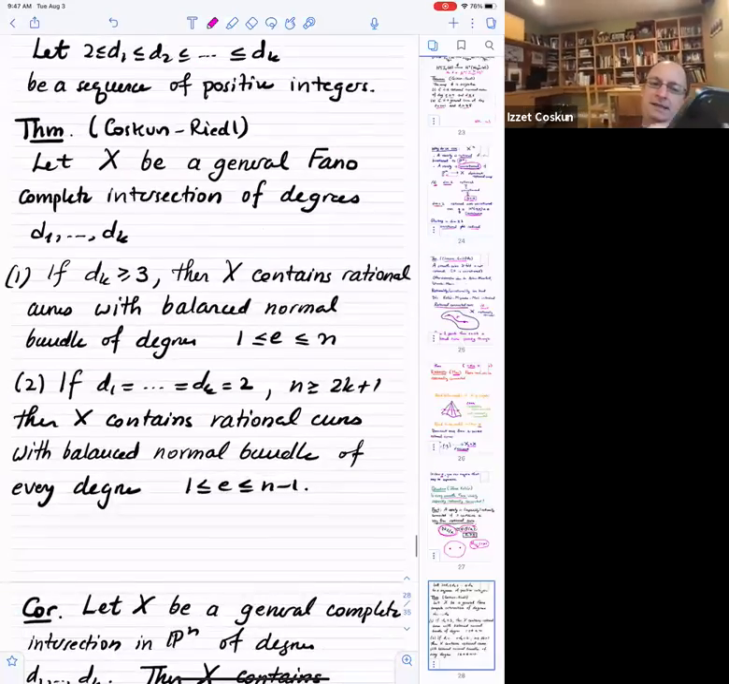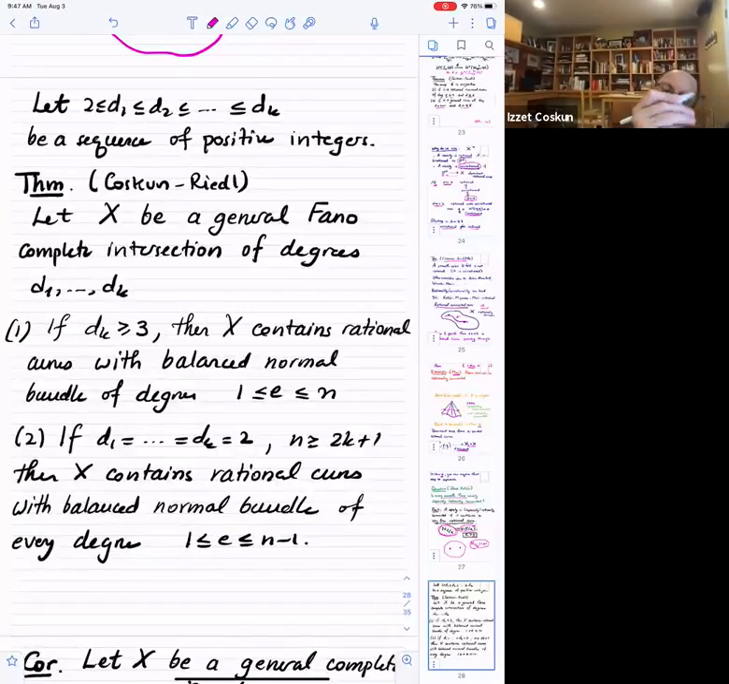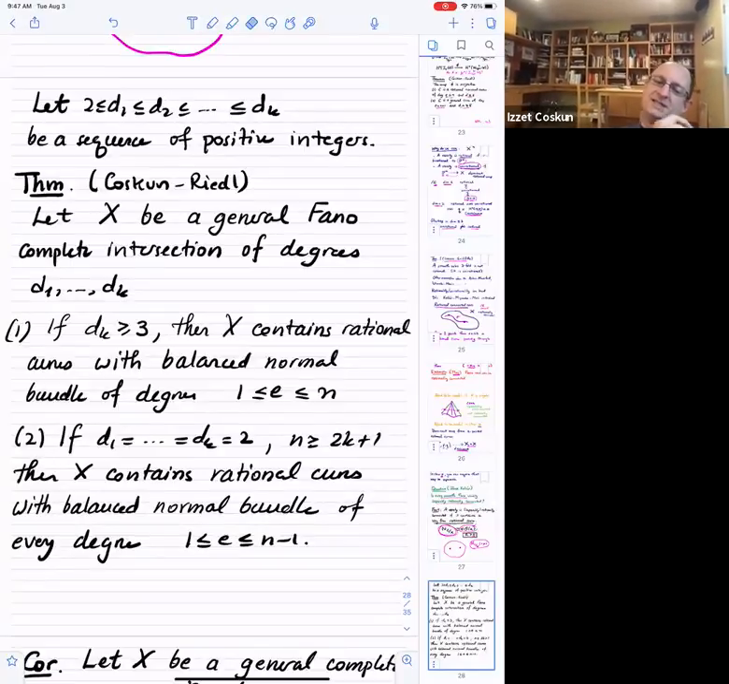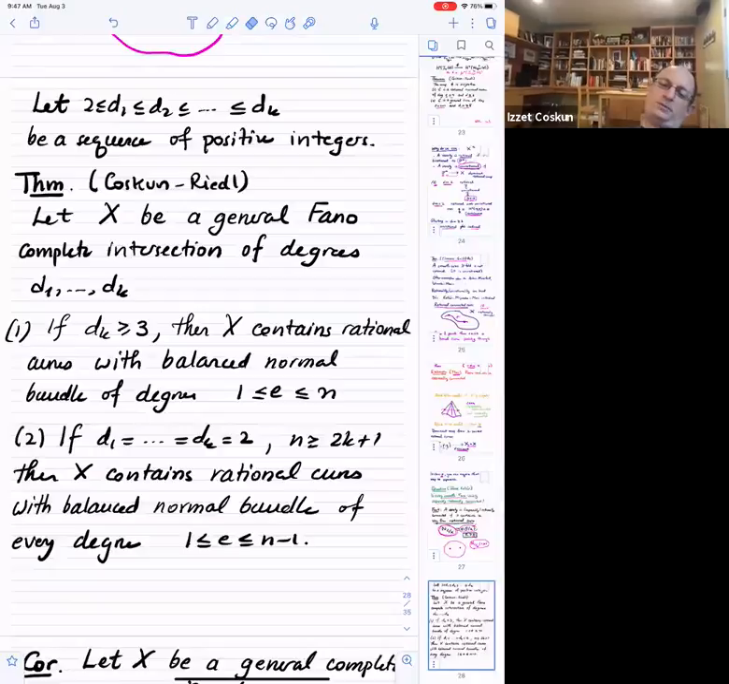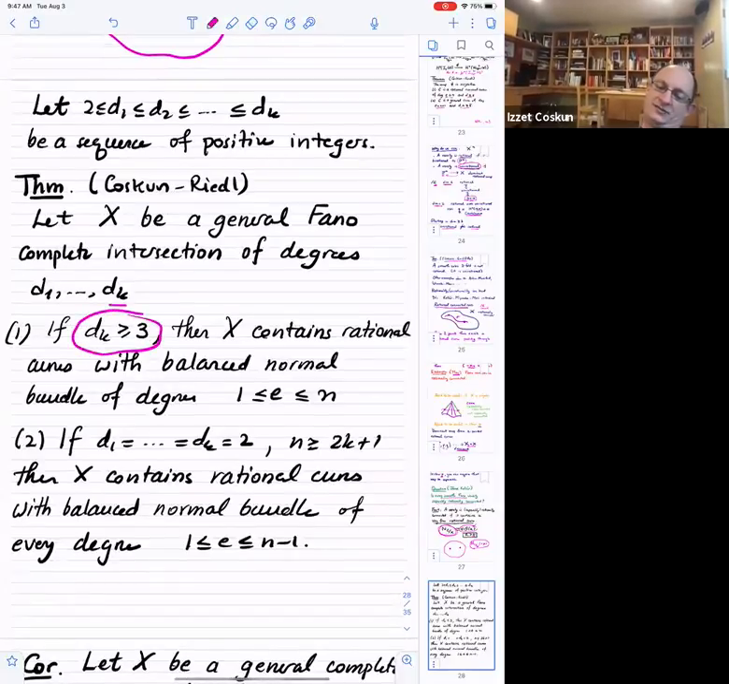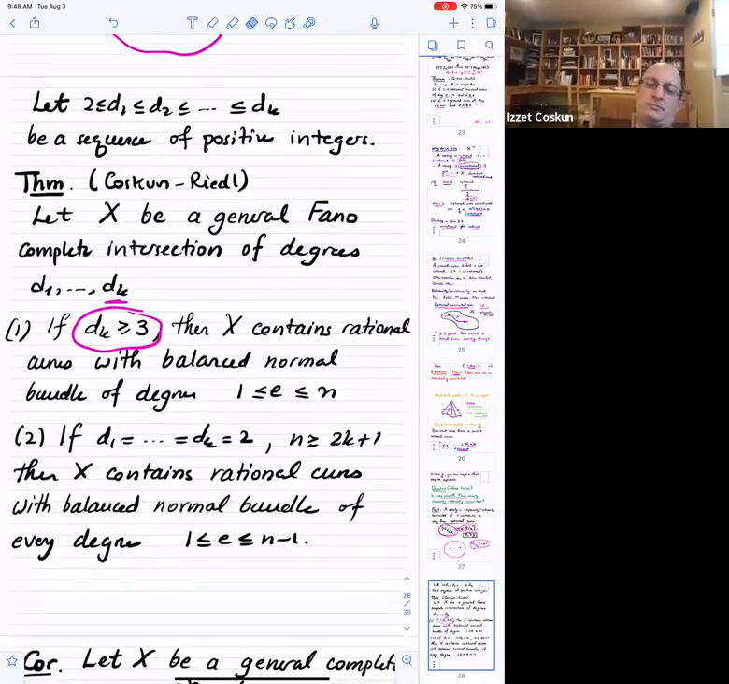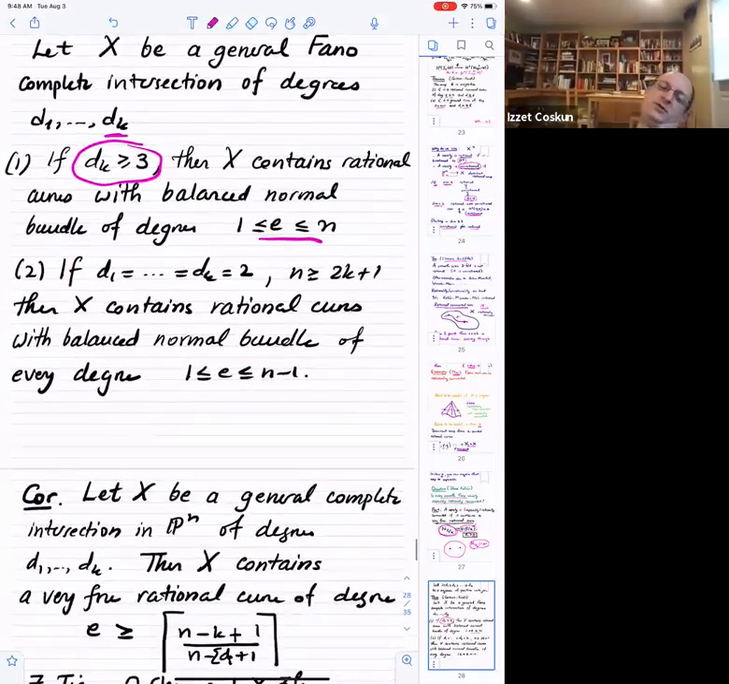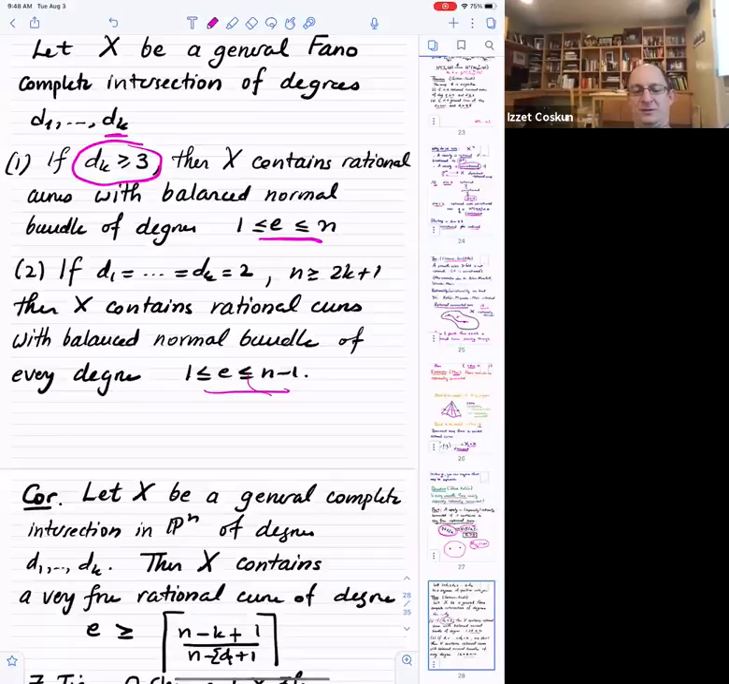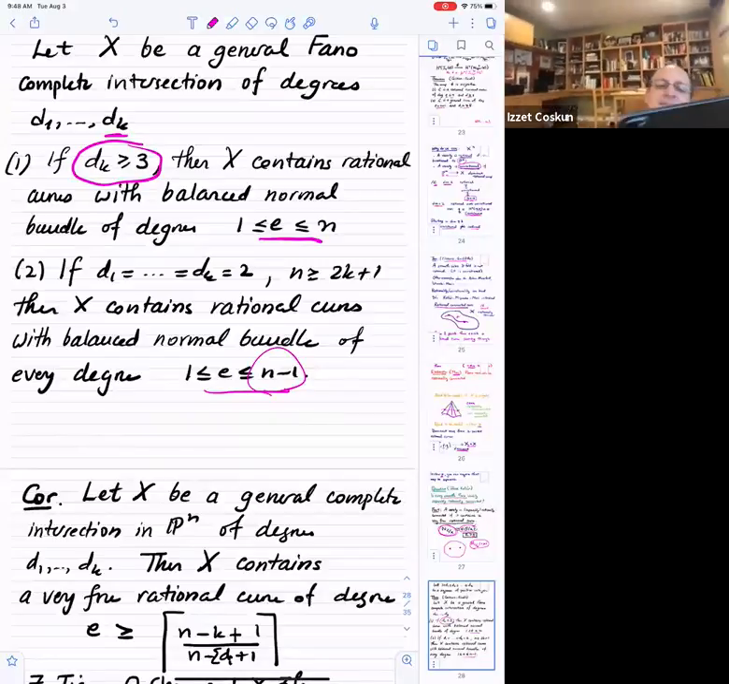Okay, so here is the theorem. Suppose that you have a sequence of positive integers at least 2, and let X be a general Fano complete intersection of these degrees. Then the statement is that if d_k, the last one, is at least 3, I wrote them in increasing order, then X contains a rational curve with balanced normal bundle for every degree between 1 and n. And if all of the numbers are 2, there's a similar statement, but the bound is off by 1.